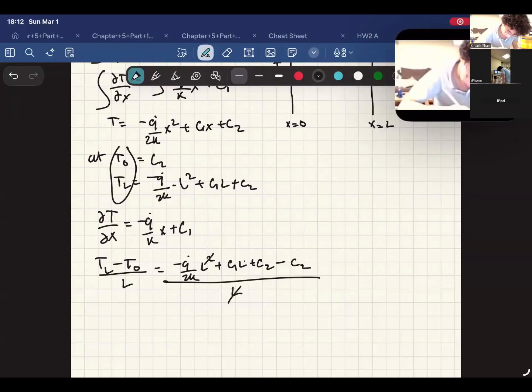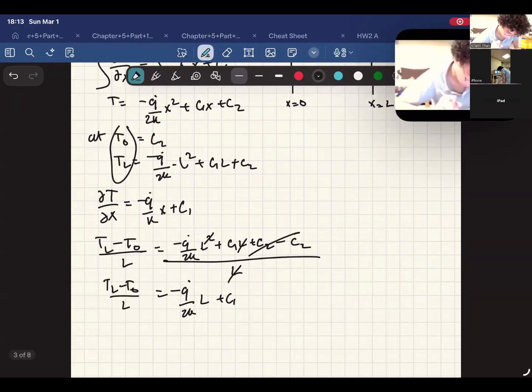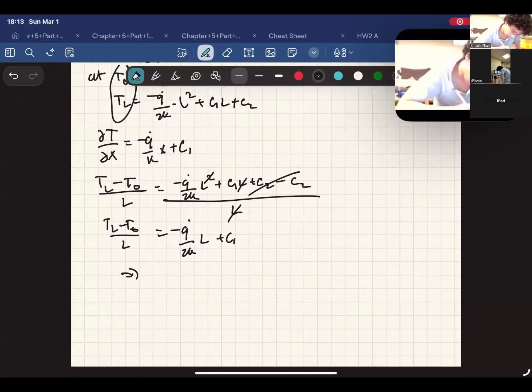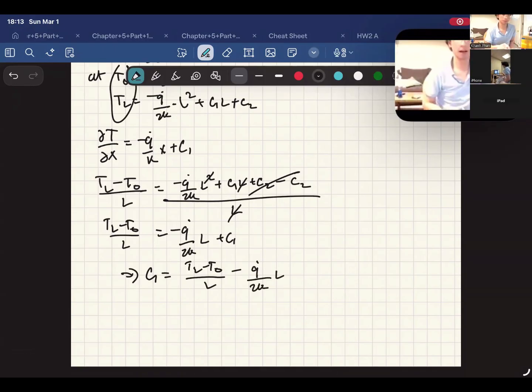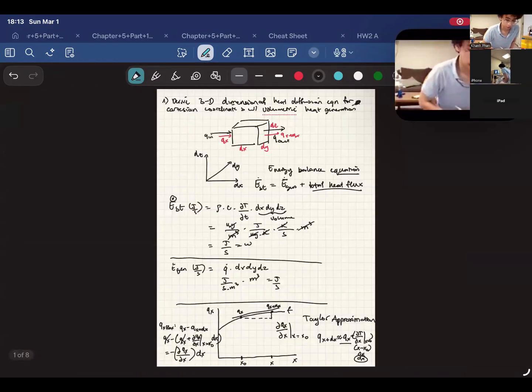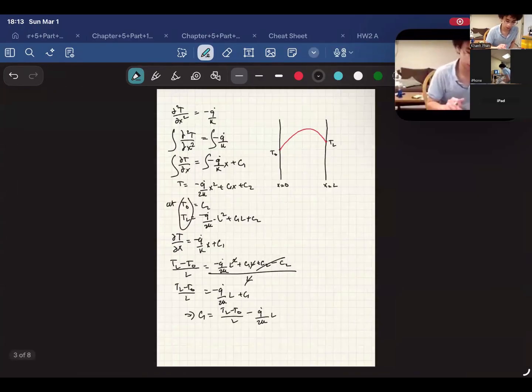And then we cancel out. So we would have negative Q over 2K L plus C1 equal to TL minus T naught over L. So yeah, C1 is equal to TL minus T naught over L plus Q over 2K L. So that's how we derive the heat diffusion equation for Cartesian coordinates with volumetric heat generation.